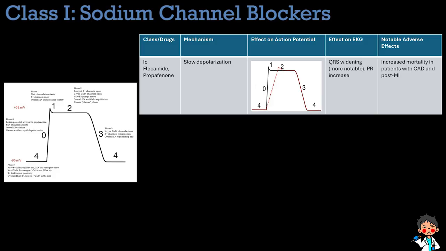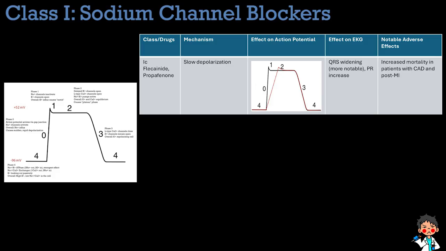It also works well because, as you'll see in a moment, class 1C actually has the most straightforward sodium channel blocking effect. So first, let's fill out this table. We have the class 1C sodium channel blockers, which include flecainide and propafenone. As mentioned, this has the strongest sodium channel blocking effect, which slows depolarization. You can see the same image I had earlier.